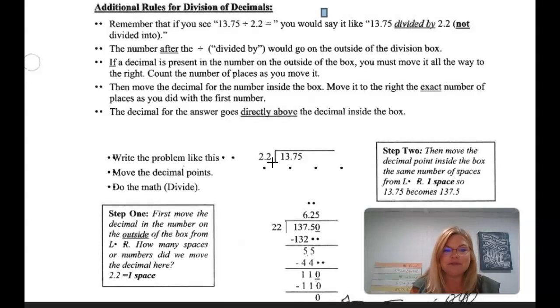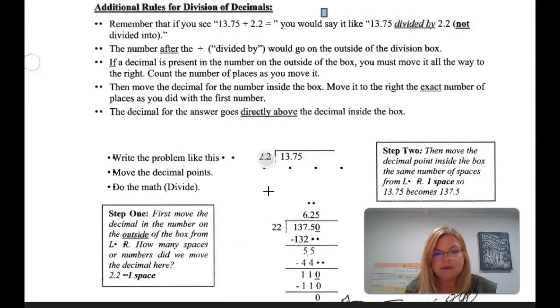So step 1, first move the decimal in the number on the outside of the box from left to right. You want to count how many spaces or numbers you moved the decimal. So in this case, if we move it here, let's see if I can set this up.